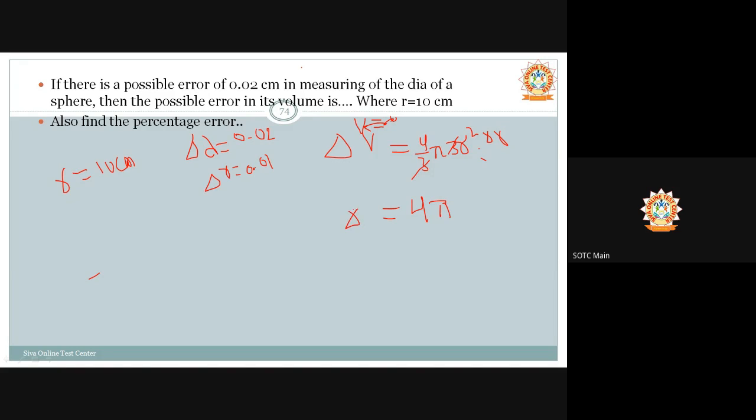Also try to calculate the percentage error for this. That is del v by v into 100. 0.3, sir. Yes, 0.3%. Very good. That is your percentage error. Now try to see the next question.